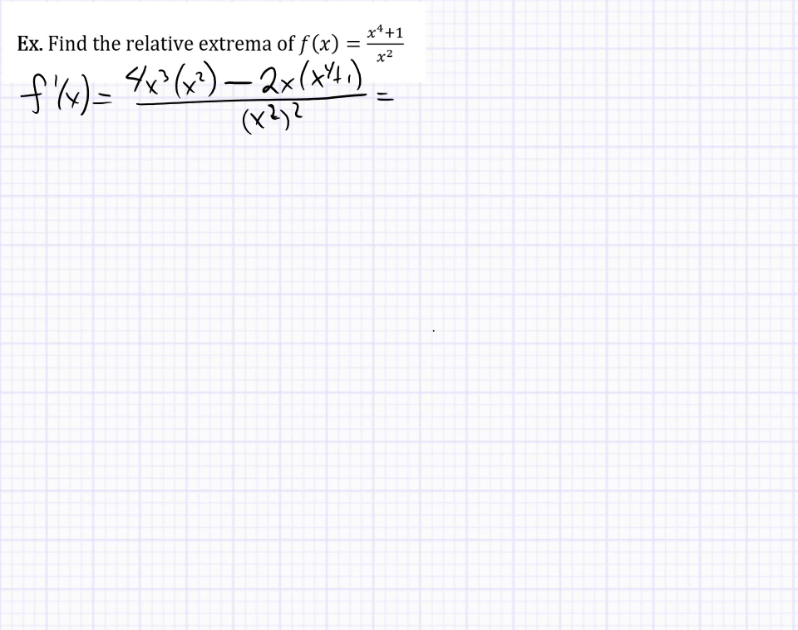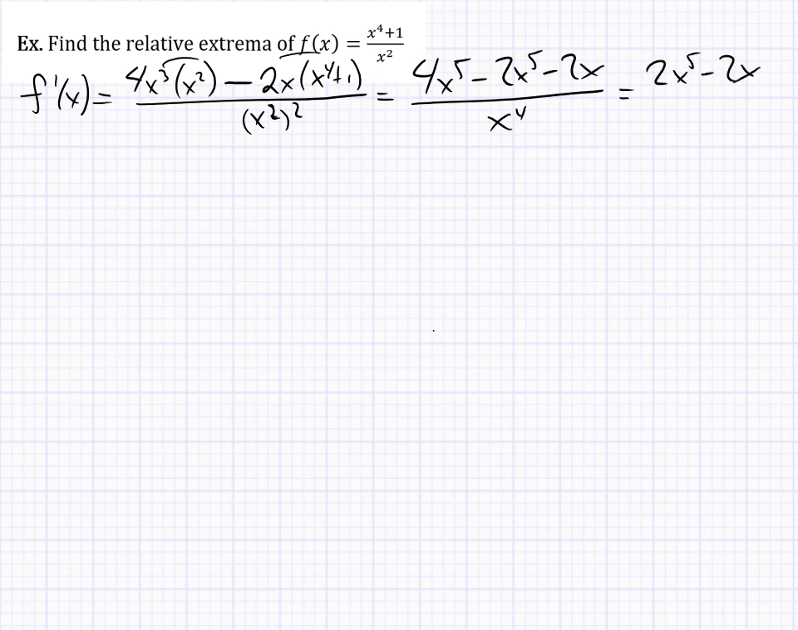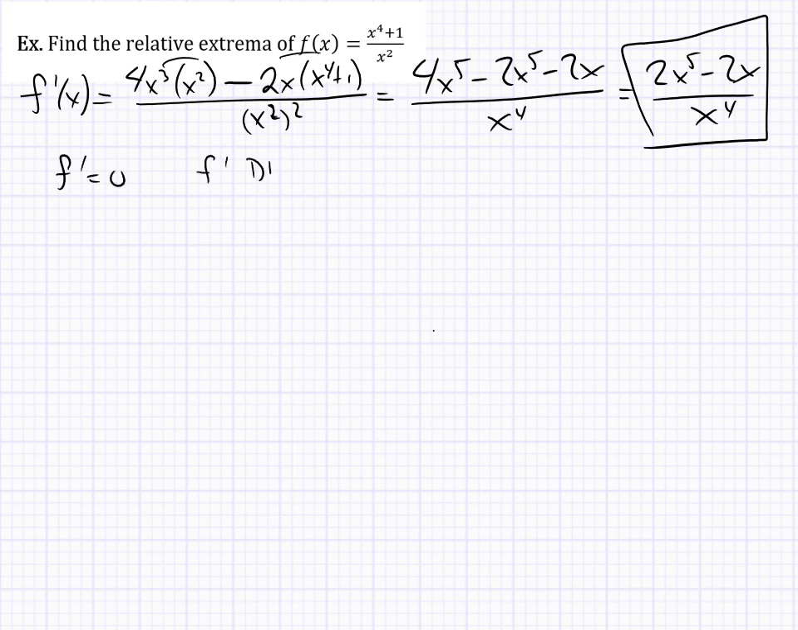We need to simplify that, multiply these in, collect like terms. I get 4x to the 5th minus 2x to the 5th minus 2x, all over x to the 4th. Bring those x to the 5th together, I get 2x to the 5th minus 2x, all over x to the 4th. So here's my derivative. I need to find where the derivative equals 0 and where the derivative doesn't exist.